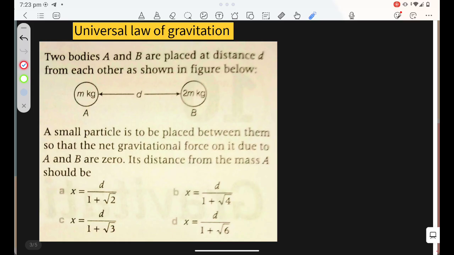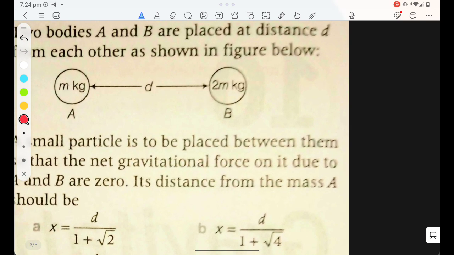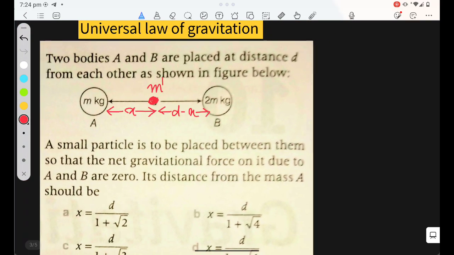Where will we put it? We will put the mass at a distance, let's say x. Here we are going to put the mass. The remaining distance would be d minus x, because the entire separation is d. So here we put a mass of, let's say, m dash. So we put a mass of m dash at a distance x from A, so that the net gravitational force on the mass is 0.